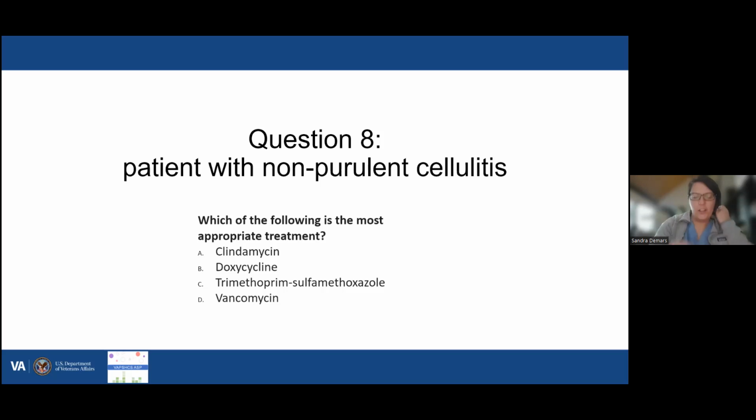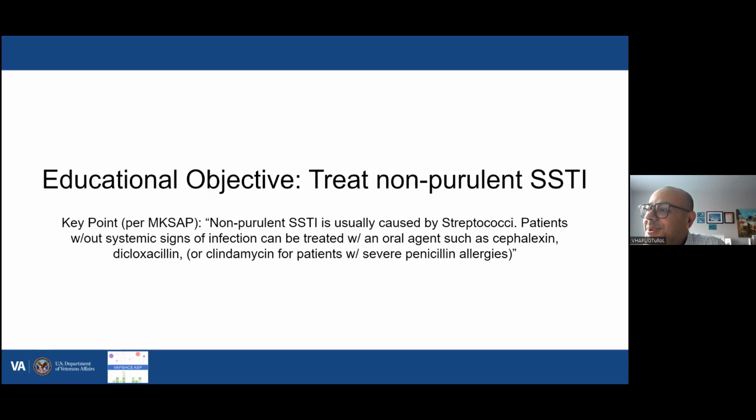I can go and find the original one and cut and paste whatever they say, but that's fine. The real answer is cephalexin or dicloxacillin. But for this question, the best answer is anything that's oral.